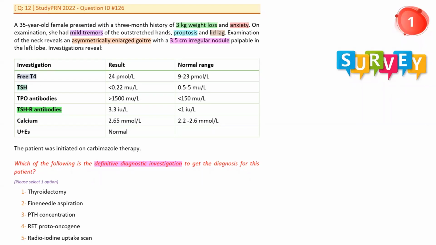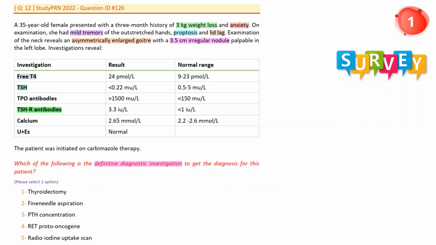This is a 35-year-old female presenting with a 3-month history of 3 kilogram weight loss and anxiety. So this is a typical manifestation of thyrotoxicosis. Mild tremor of outstretched hands, proptosis, and lid lag. Don't forget that lid lag is not pathognomonic for Graves' disease. Any cause of thyrotoxicosis can present with lid lag.